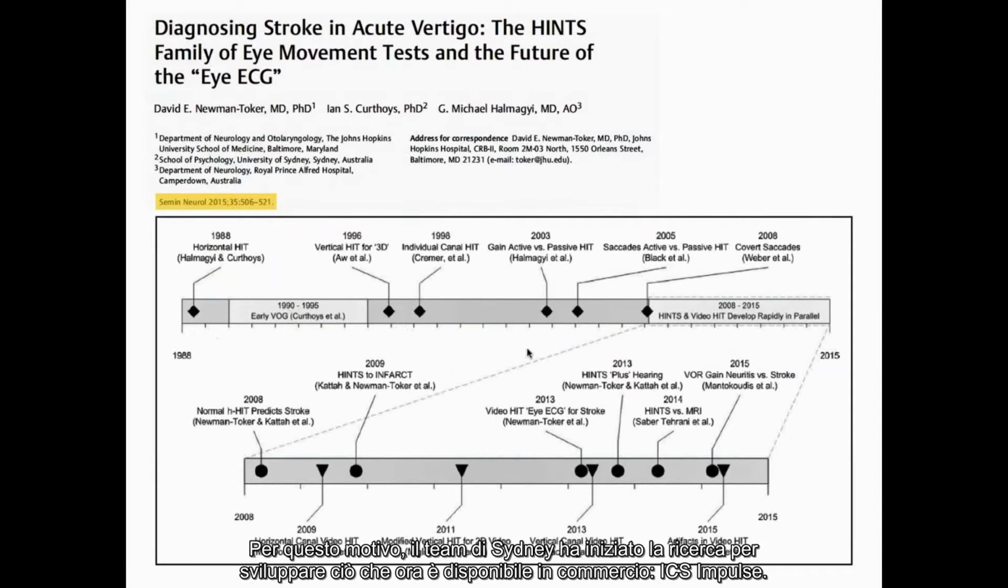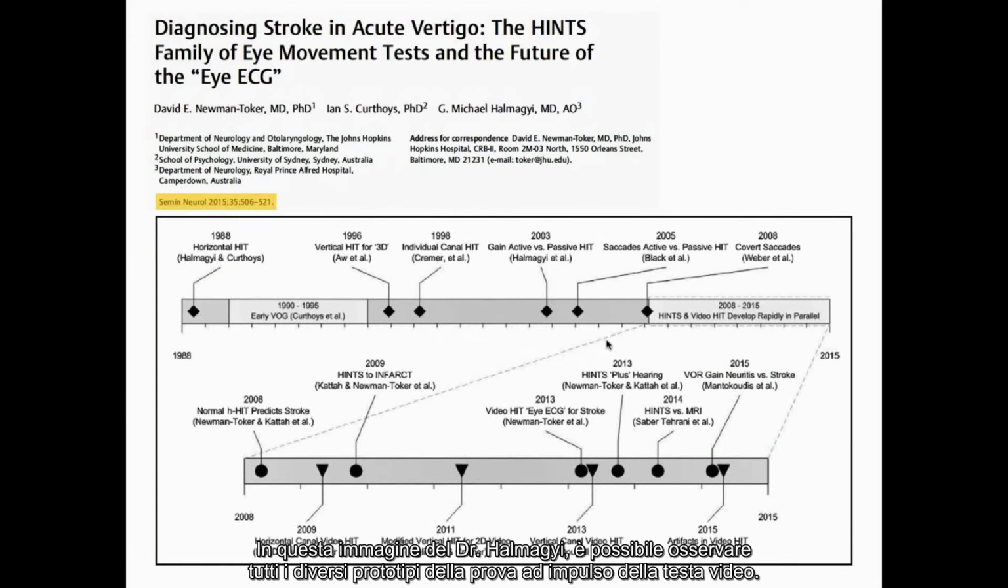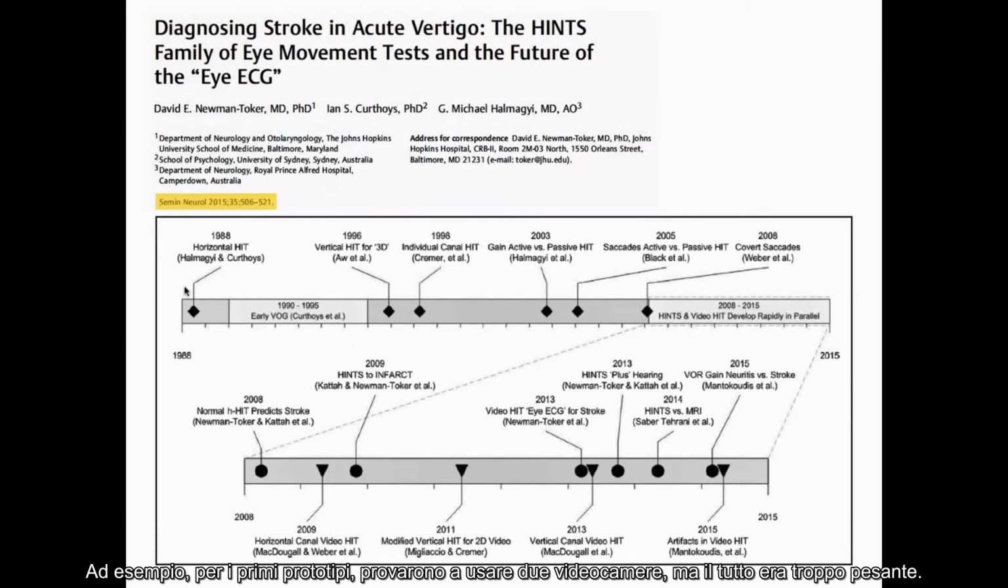So for those reasons, the Sydney group started the research to develop what we have commercially available right now, the ICS Impulse. And when we see the ICS Impulse, it's not 1 or 2 years of research. It's a lifetime of research. There's a picture from Dr. Halmagyi, and here you can see all the different prototype video head impulse tests. In the first prototypes, they tried to use 2 cameras and it became heavy. So there are many, many years of research to achieve what we have commercially available right now.